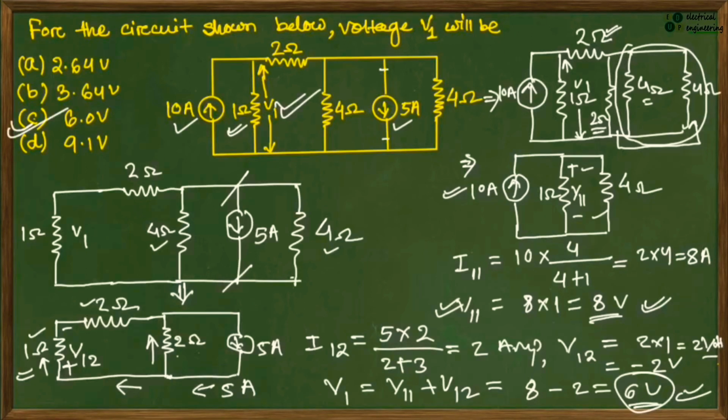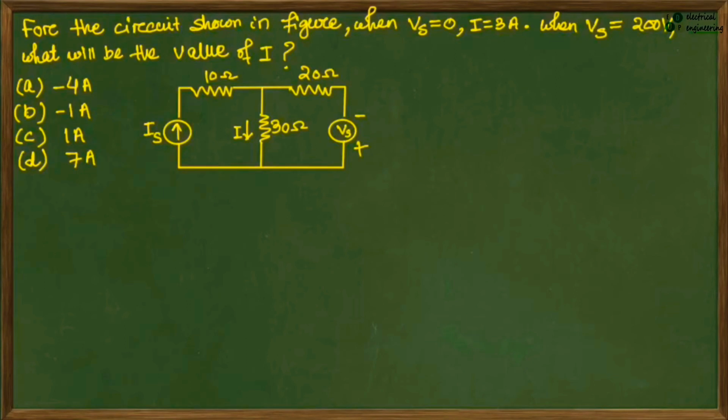Now let's move on to the next question. Here in this question we have been given a network where there are two sources, one is a current source and the other one is a voltage source. We have been given a condition that when the voltage source equals 0, the current flowing through this 30 ohm resistance is 3 ampere. And when the voltage Vs equals 200, we need to find the value of this current I flowing through this 30 ohm resistance.